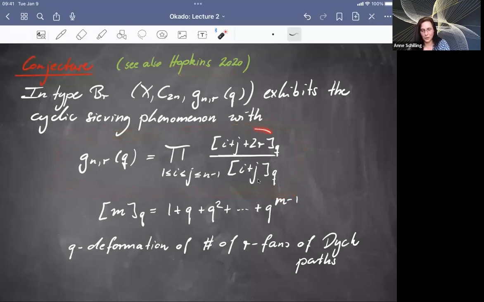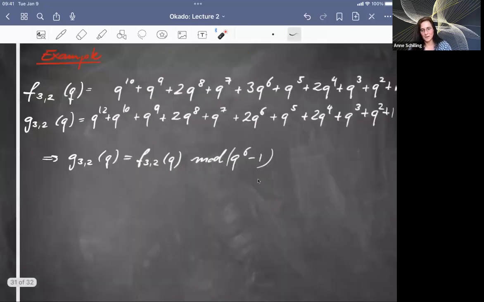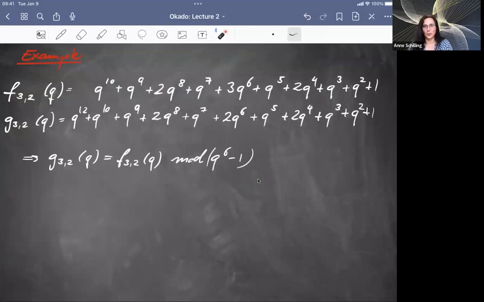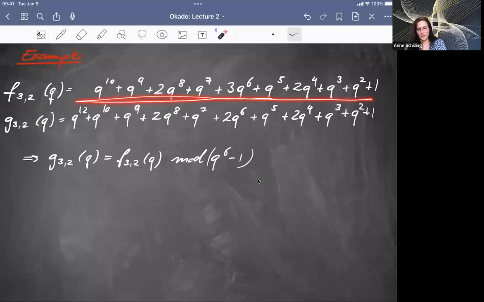It is some Q deformation of the number of R fans of Dick paths. If you take this without the Q deformation, this is actually the number of R fans of Dick paths. But if you Q deform it, it gives you a polynomial in Q. And the claim is that this polynomial also works. But if you compare the two polynomials, so if you compare the polynomial in terms of the energy function, F32, this would be the polynomial.